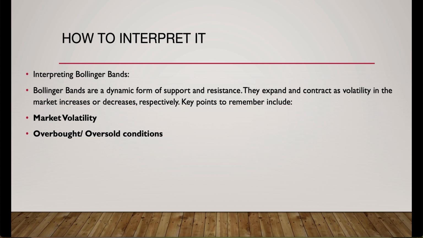scenario. Like I was saying to you earlier on, it acts like a support and resistance. So when the price touches the upper band, we can consider that as an overbought situation because it's gone to a resistance level. And again, when it touches the lower band, we can consider that as an oversold situation, meaning that it's touching the support level. So we're anticipating a buy from the lower band and we're anticipating a sell from the upper band.